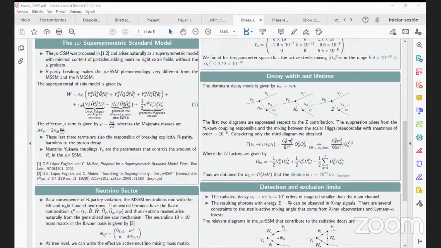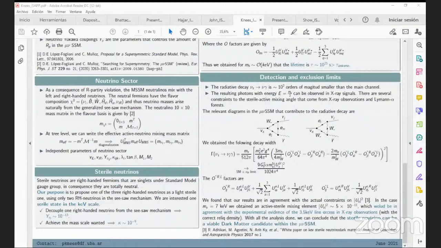And finally, if we can go a little bit down, well, here. Another important decay is the radiative decay, because the photon in the final state can be observed in X-ray signals. These are the two most relevant diagrams. There are more diagrams in our model too, but they are suppressed because of the mixing or because of the couplings. And we did the calculation. We obtained this decay width, which also is consistent with the standard model limit.